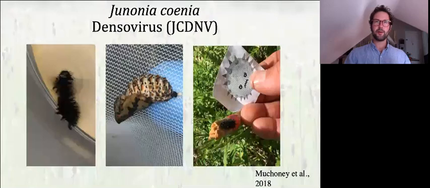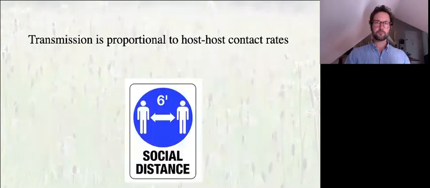And while we don't know yet whether it's actually causing population changes at these sites, this virus definitely causes mortality both in the caterpillar and pupal stages. It's been found on host plants, and we think it's primarily spread at that larval stage. Transmission is mediated by contact between hosts, as in most pathogens and most diseases. And in non-vector diseases, transmission is expected to be proportional to the contact rate.